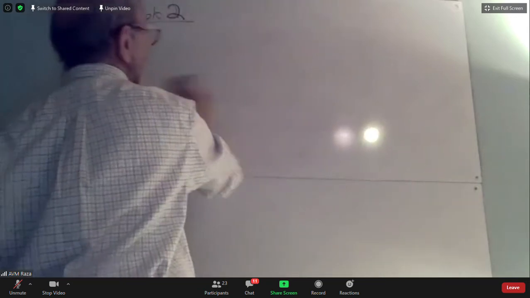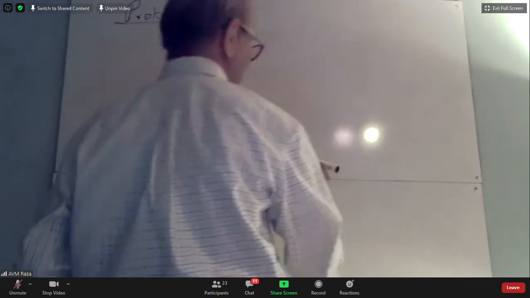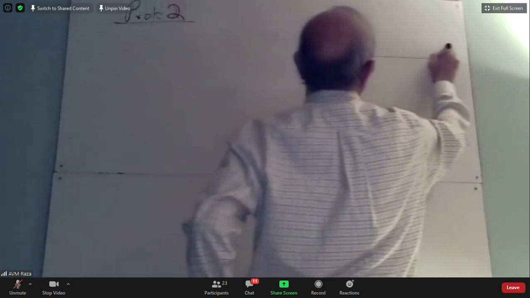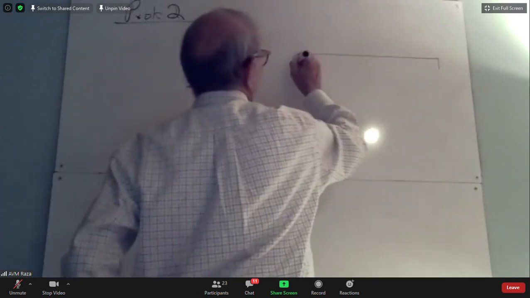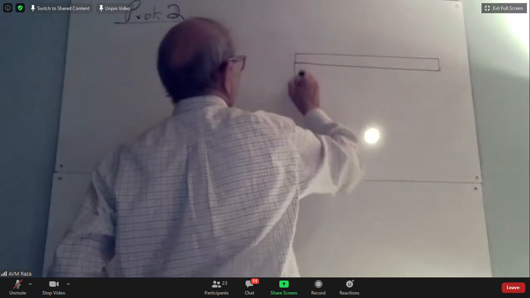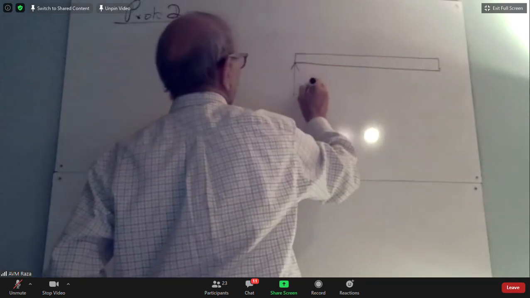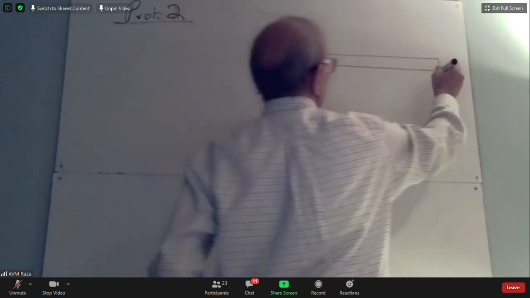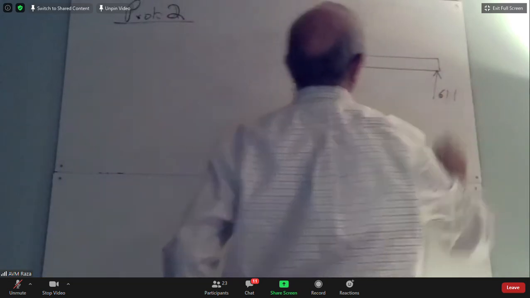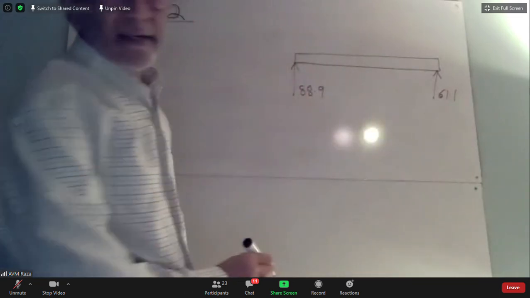Step 1, find the support reactions. We have done that. So let me now draw the free body diagram with the support reactions showing. It will look something like this. I got that simply supported beam. And AY we found was 88.9, and DY we found was 61.1.